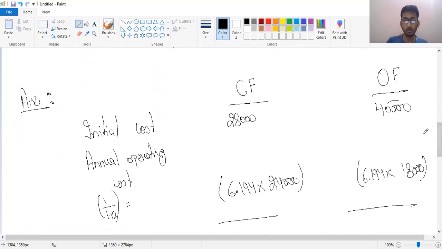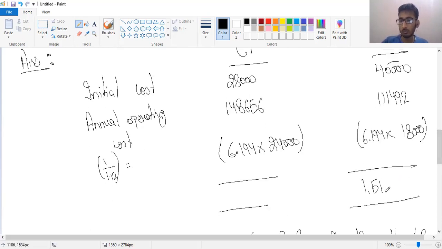Now, what is the value? Just a second. It is 148,656, and 6.194 multiplied by 18,000 is 111,492. Now, what is the total? It would be 151,492, and adding 28 at 56, 76, 176,656.